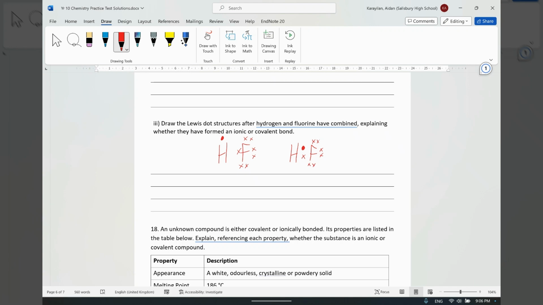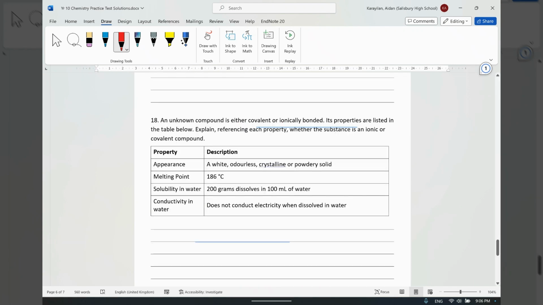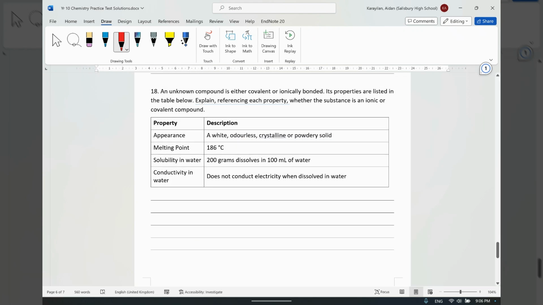And we're going to end up with this happening here. So the key bit here is we have 2 nonmetals. Each of them want the electron enough that fluorine or hydrogen isn't going to steal it completely. They're just going to have to share because they both want that electron enough. So you can try and explain that. Okay, and last one, see if we can fit it in. An unknown compound is either covalent or ionically bonded. We don't really know which one it is. Its properties are listed in the table below.